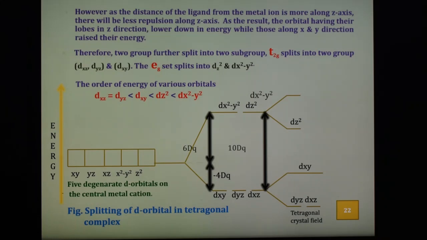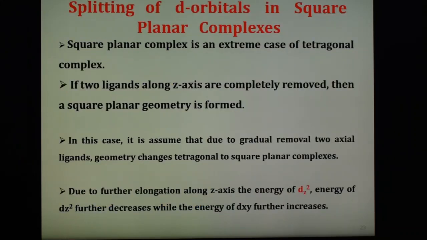After tetragonal, we also obtain the square planar geometry. So again we are going to see the splitting in square planar geometry. In the case of square planar complexes, we can consider it the extreme case of a tetragonal complex, when the two trans ligands on the z-axis are completely removed, or shortening or flattening is taking place.